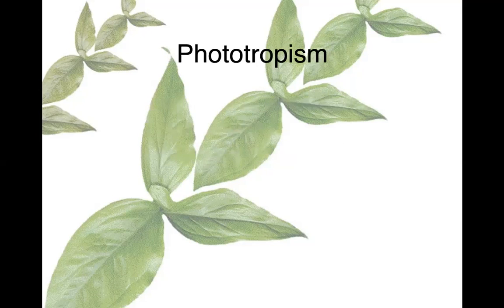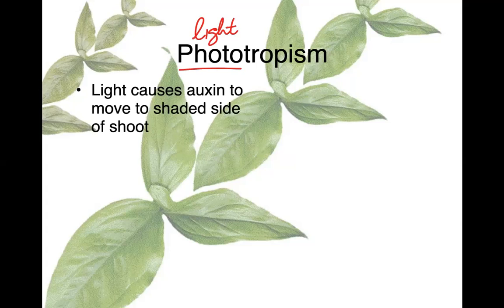So the first one we want to look at is phototropism. Obviously, photo meaning light. If any of you have plants at home, sometimes you notice that they start to bend towards the window, because that's where the light starts to come in. That is phototropism. It's called positive phototropism.